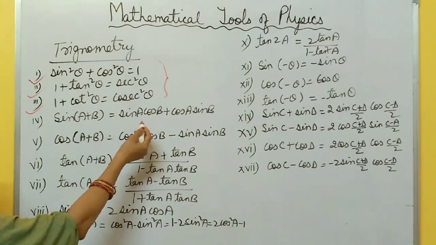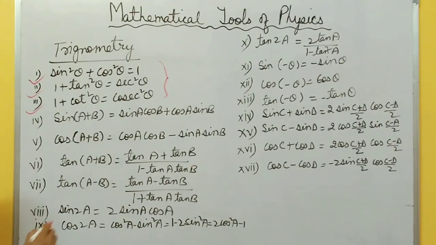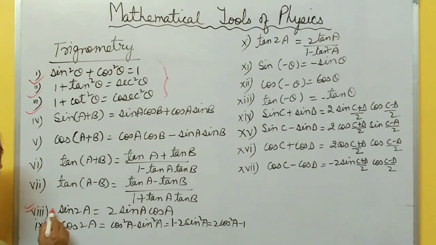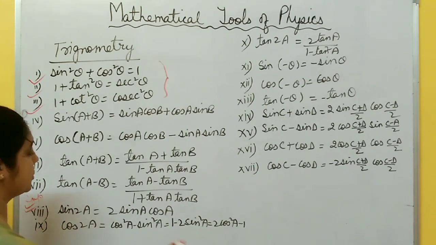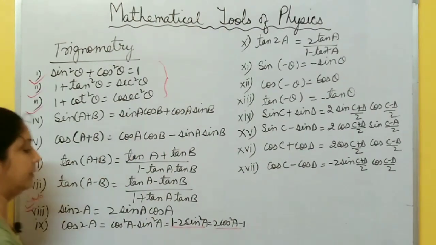Other formulas also revise. Sine A plus B is sine A cos B plus cos A sine B. In this way, you revise all these formulas. Then for the 2A angle, the sine 2A formula is also used. Sine 2A is 2 sine A cos A. This one is generally used, a very, very important formula for sine 2A. Then cos 2A is 1 minus 2 sine square A, and also 2 cos square A minus 1 also.